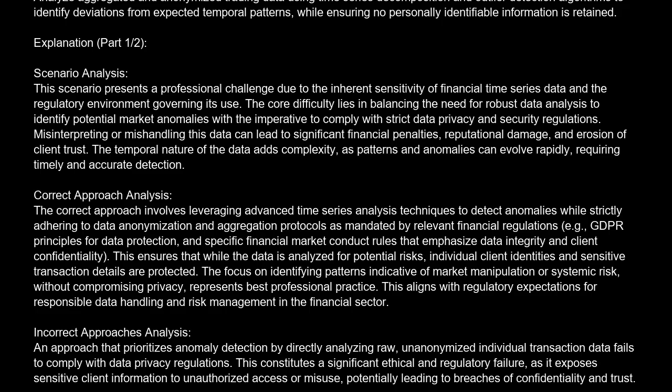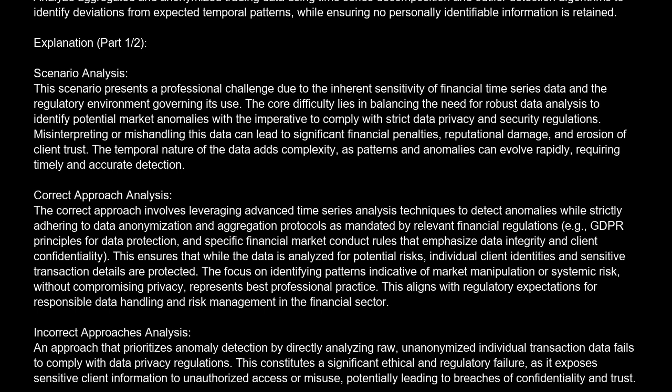Explanation. Scenario analysis. This scenario presents a professional challenge due to the inherent sensitivity of financial time series data and the regulatory environment governing its use. The core difficulty lies in balancing the need for robust data analysis to identify potential market anomalies with the imperative to comply with strict data privacy and security regulations. Misinterpreting or mishandling this data can lead to significant financial penalties, reputational damage, and erosion of client trust. The temporal nature of the data adds complexity, as patterns and anomalies can evolve rapidly, requiring timely and accurate detection.